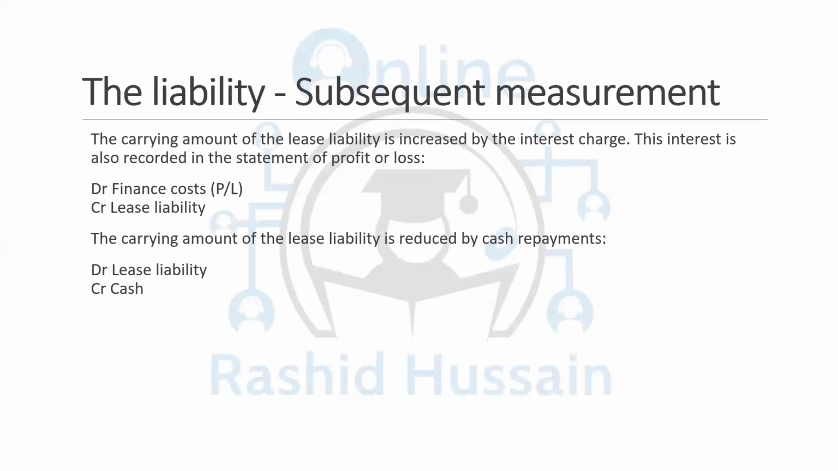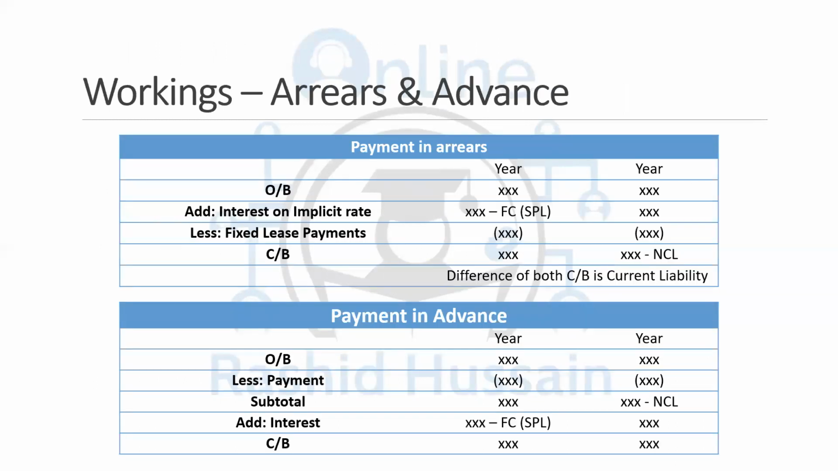Okay, then we have the subsequent measurement of the liability. Once we have recorded the liability at the present value of the lease payment, then it is going to change. How is it going to change? The finance cost will increase your liability. The payment will decrease your liability. So the format is you take the opening balance, you multiply the interest on it. Interest will be added because it increases your liability. You deduct the lease payment because it decreases your liability, and then you get the closing balance.